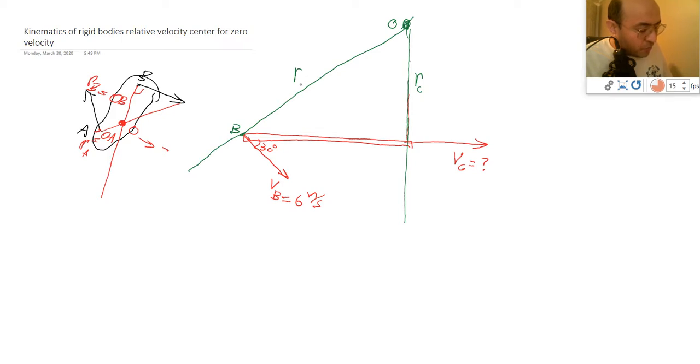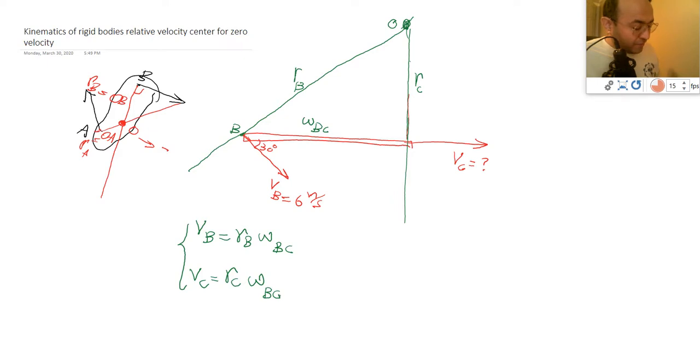Now, how does this make our calculation easy? By the fact that we can say the velocity at B is equal to RB times omega. Omega is the same for both these points, and that omega is omega BC in this case. So the velocity of B is equal to RB omega BC. At the same time, the velocity of point C is equal to RC omega BC.